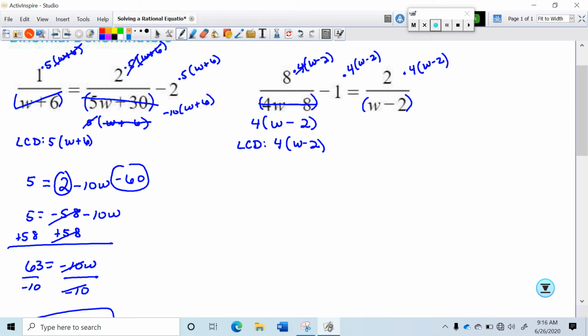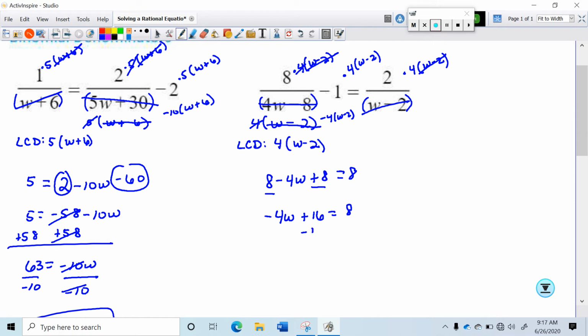The 4 on the top cancels with the 4 on the bottom. W minus 2 cancels with W minus 2. So that is just an 8. And then this is negative 1 times 4, which is negative 4, times W minus 2. So negative 4 times W is negative 4W. And negative 4 times negative 2 is a positive 8, equals W minus 2 cancels with W minus 2. 2 times 4 is 8. So I know that 8 plus 8 is 16. So I have negative 4W plus 16 equals 8.